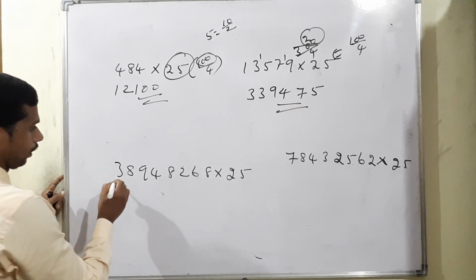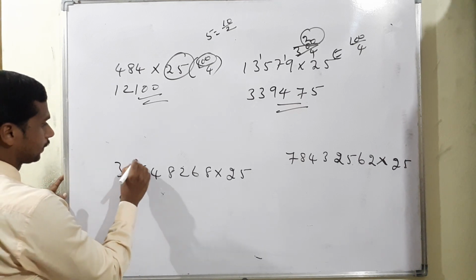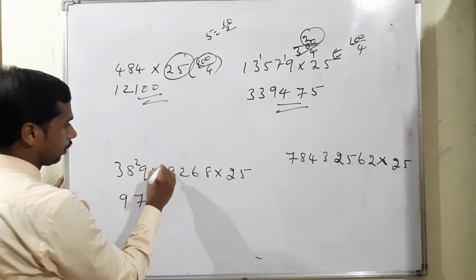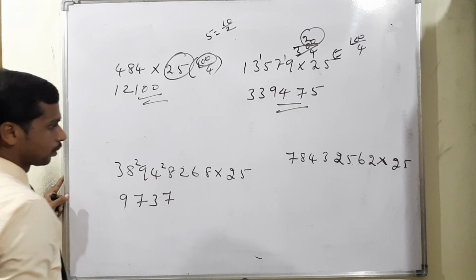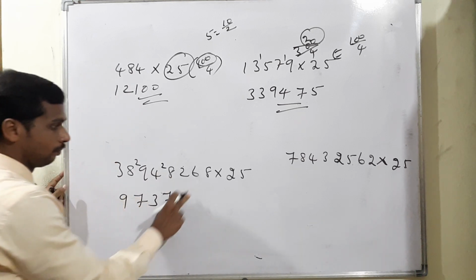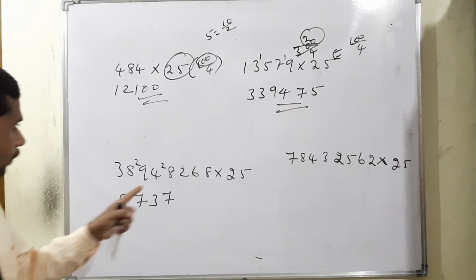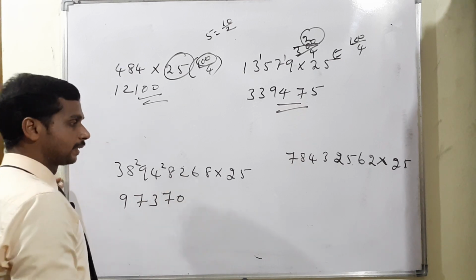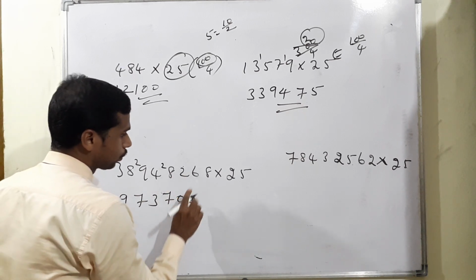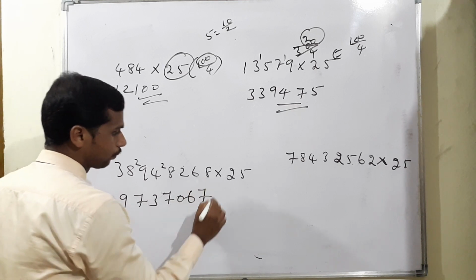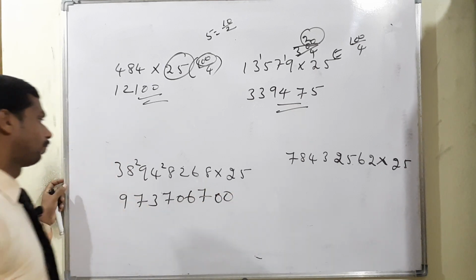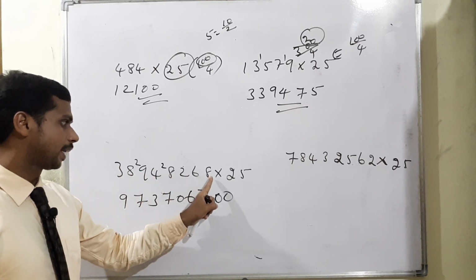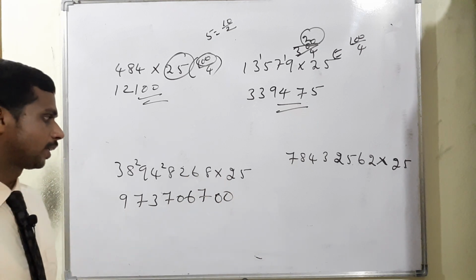Next one. Here also 38. 9 4s are 36, 29 is there. 7 4s are 28, again 40. 3 4s are 12, 2 is there. 28, so 7 4s are 28. Next 26 is there. 28, 7 4s are 28. Now 2 not possible, 0. Again 26, 6 4s are 24, 2 is there, 28, 7 4s are 28. Then add two 0s. Therefore 3894826 into 25 is equal to 97370650.